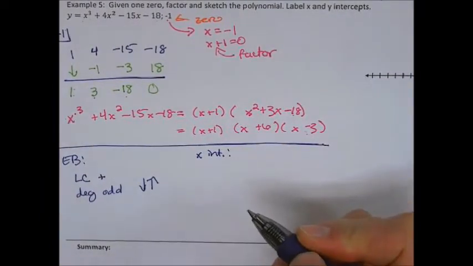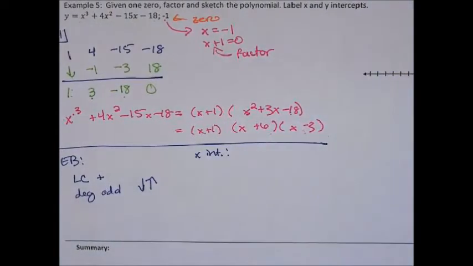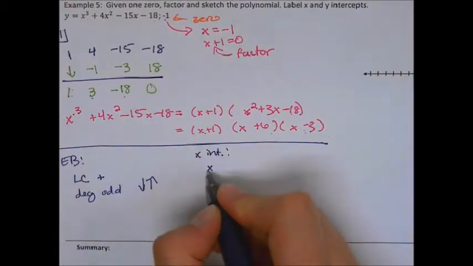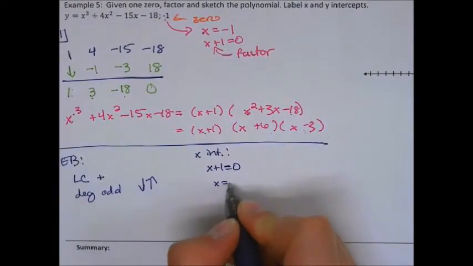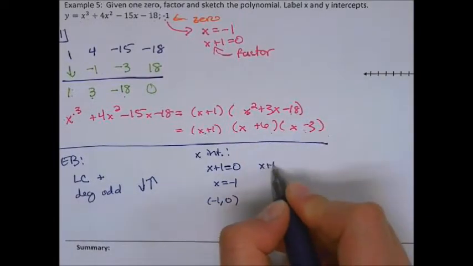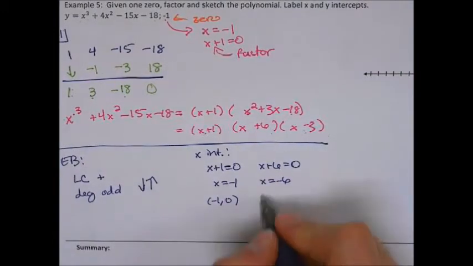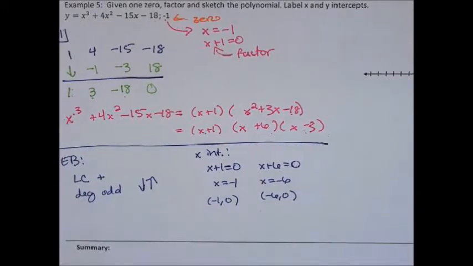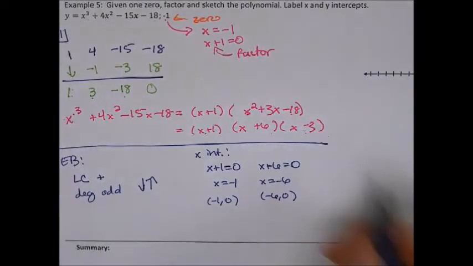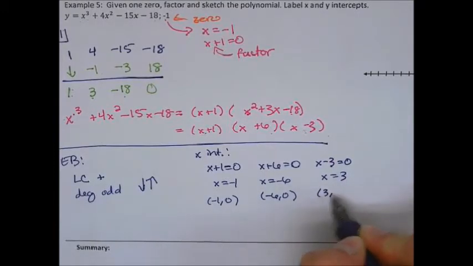For x-intercepts, I set each one of these equal to 0. So I have x plus 1 equals 0, which gives me x equals negative 1. So I have an intercept at negative 1, 0. X plus 6 equals 0, so x equals negative 6. So I have an intercept at negative 6, 0. X minus 3 equals 0, so I have an intercept at x equals 3, 0.